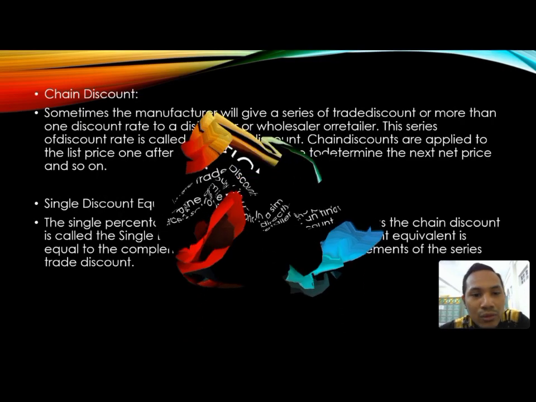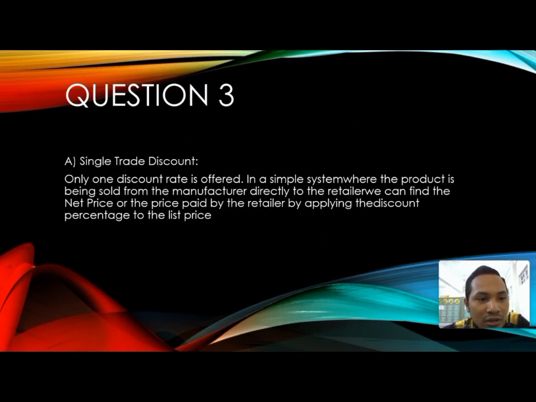We continue to the next question, question 3. Question 3A. Single discount is when only one discount rate is offered. In a simple system where the product is being sold from the manufacturer directly to the retailer, we can find the net price, or the price paid by the retailer.